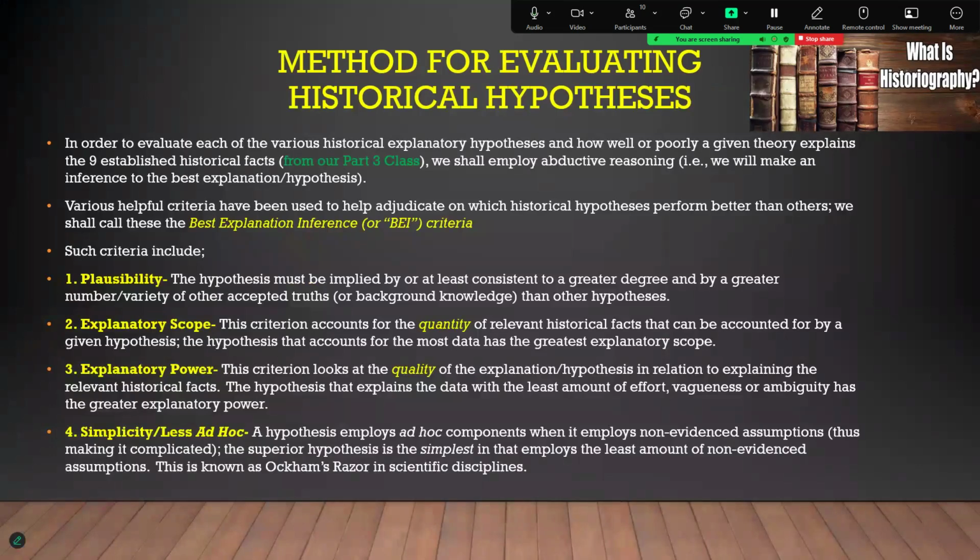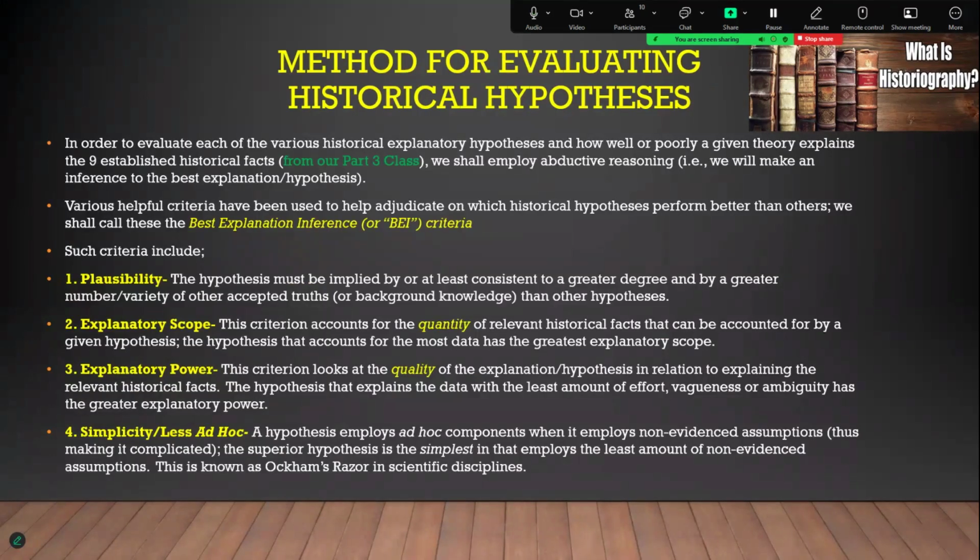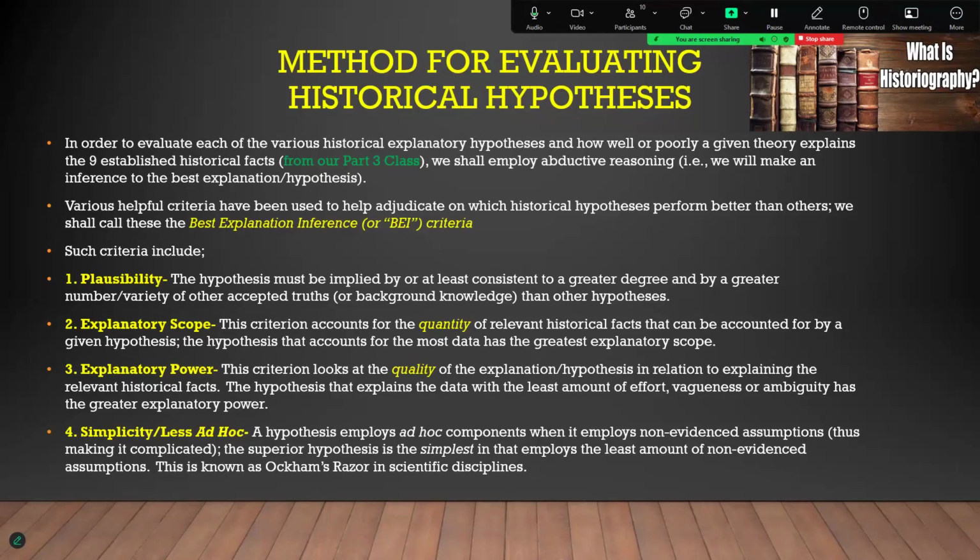Looking at the level of the historical hypotheses, it's helpful to have a set of criteria. How do we assess whether this is a good hypothesis or a bad hypothesis? On that front, we're going to be employing what are called the best explanation inference criteria. These are four criteria that we can use to assess the different hypotheses and say which of them is the best explanation.